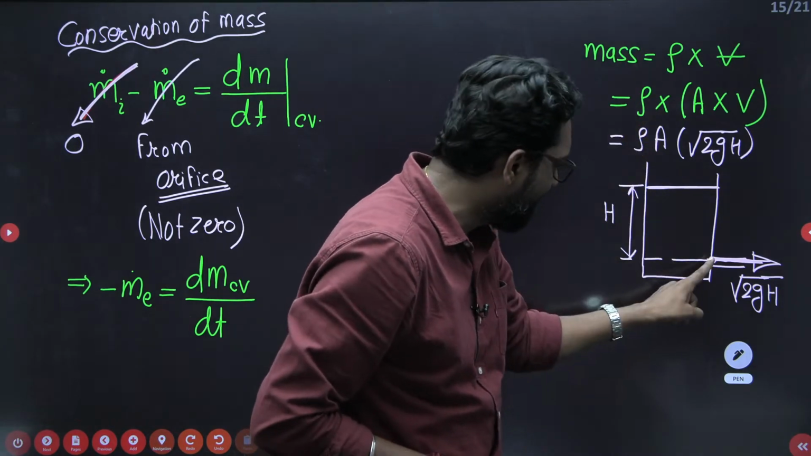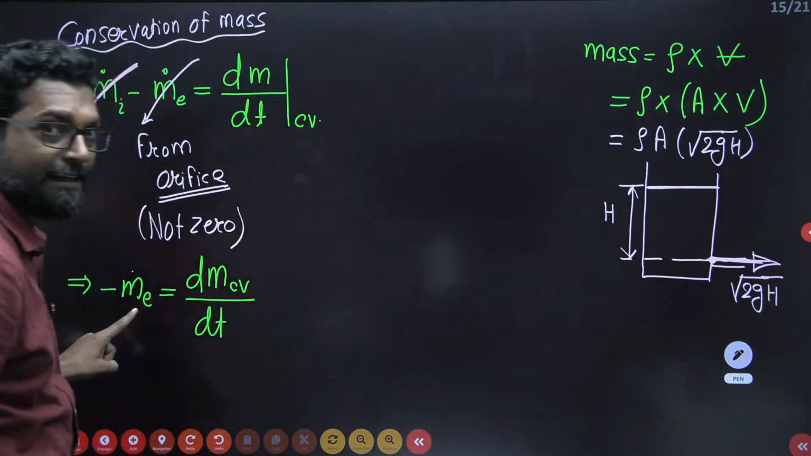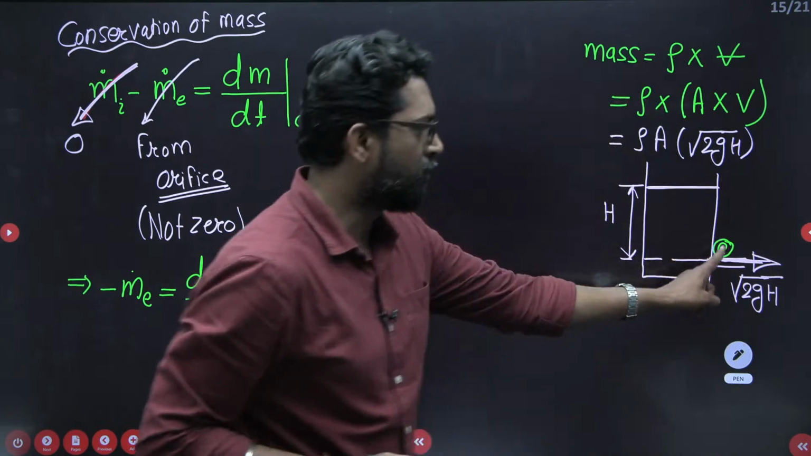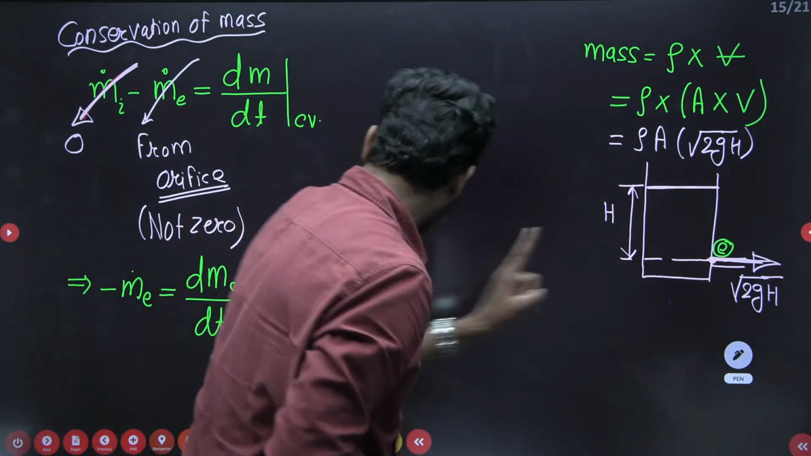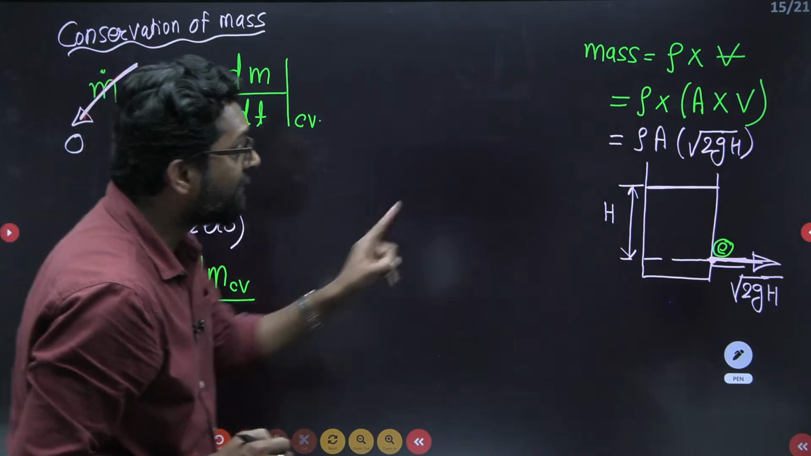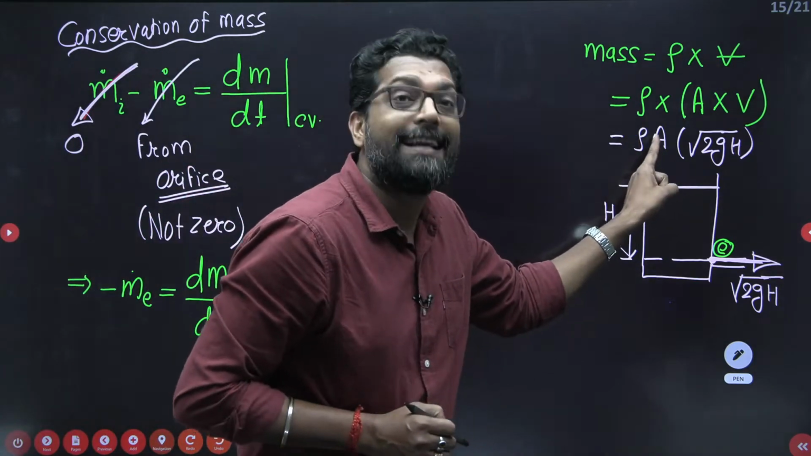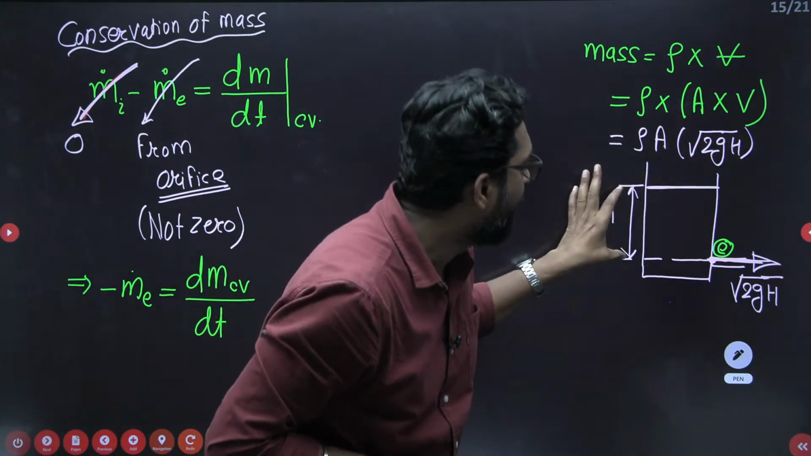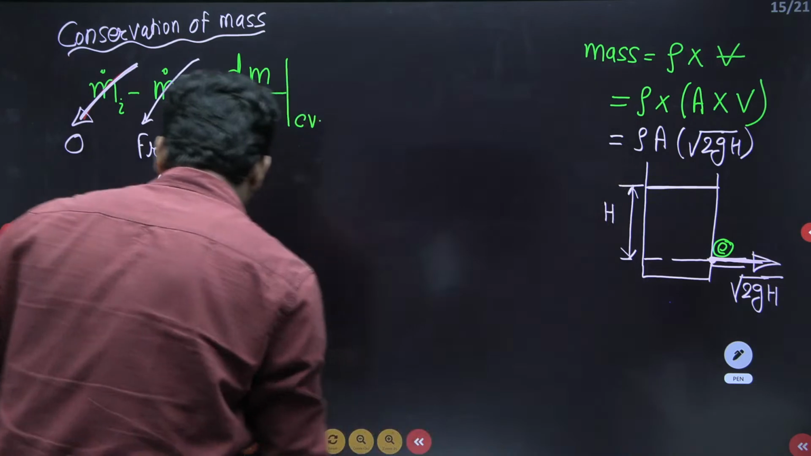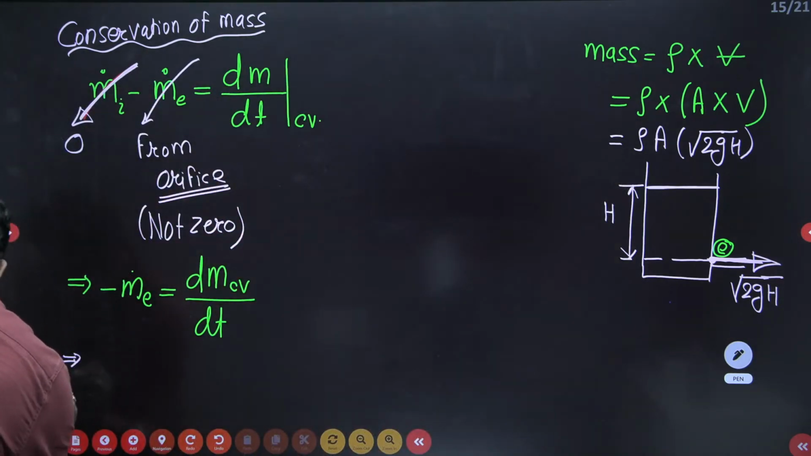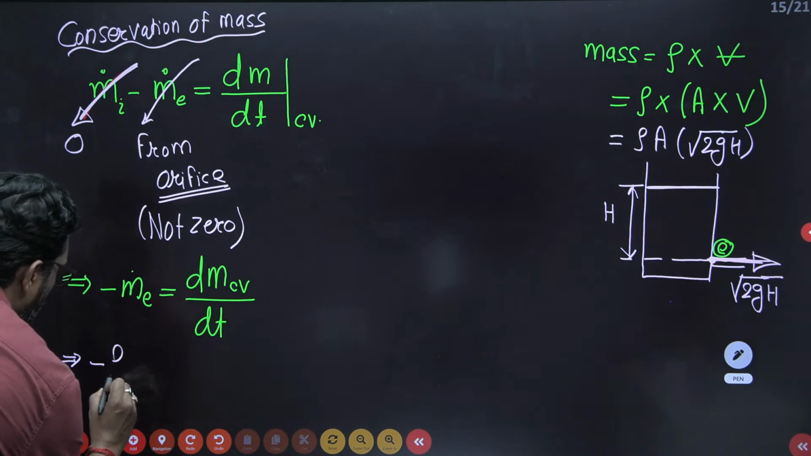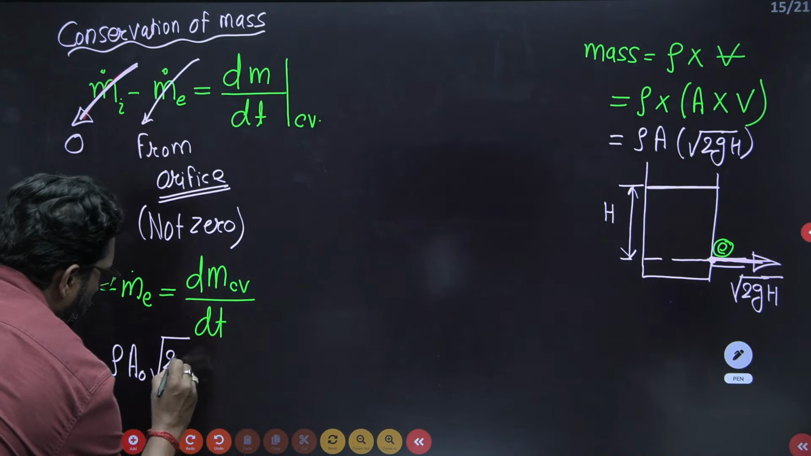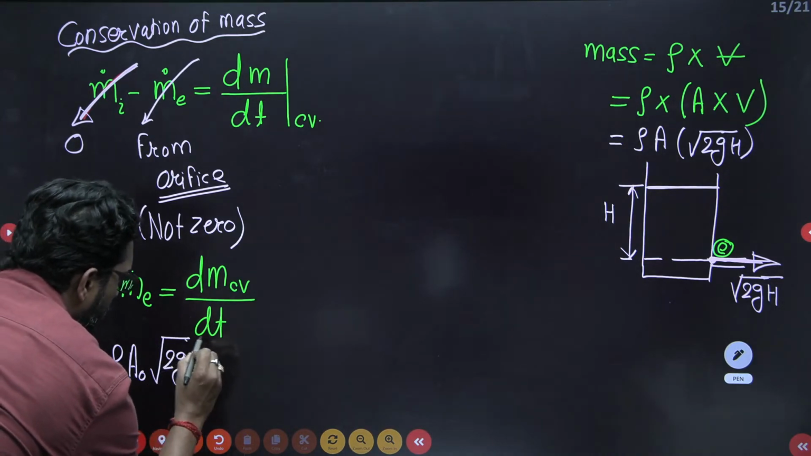If you take this point with the exit velocity, this is your exit condition. So at the exit condition, what is the mass flow? Rho A at the exit. And what is the area of the exit? Area of the orifice into root 2gh. Clear? So this is your minus rho area of the orifice root 2gh. Clear, beta? Is equal to.